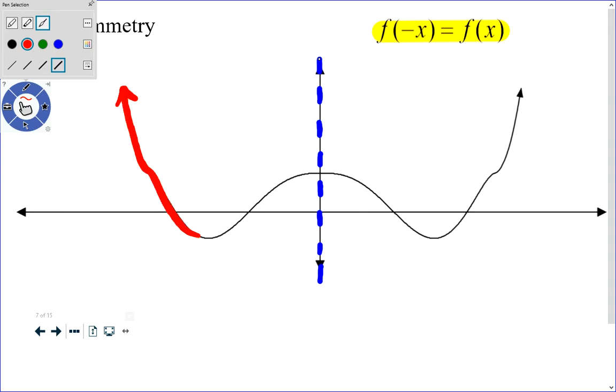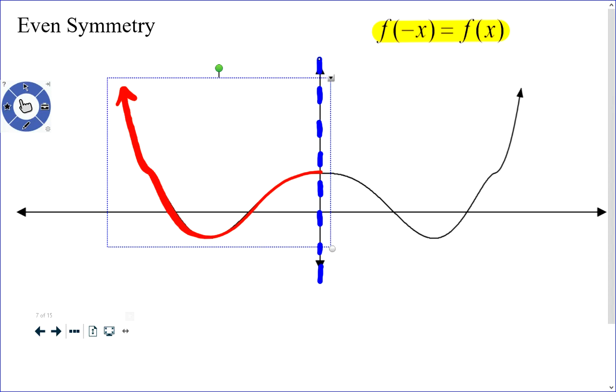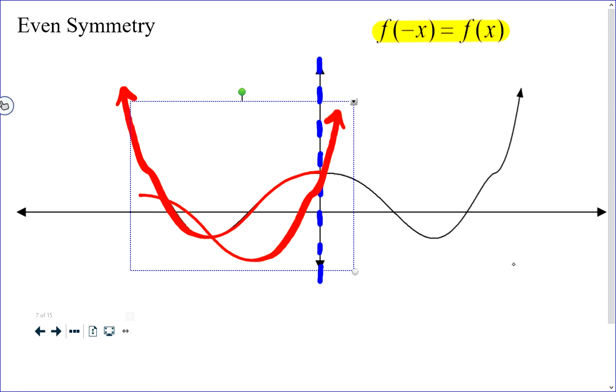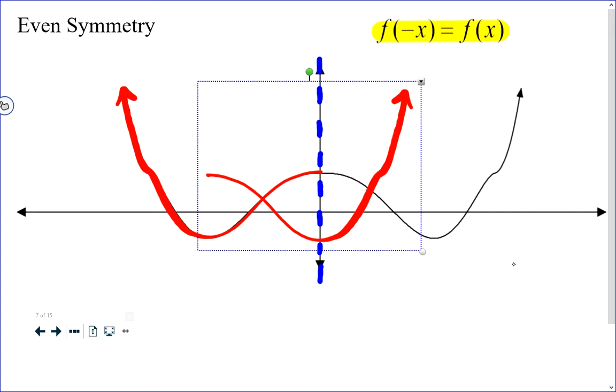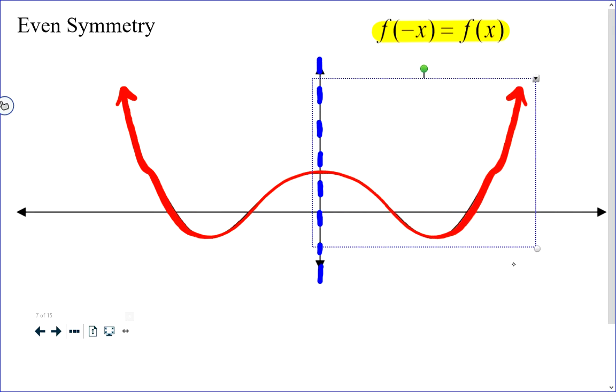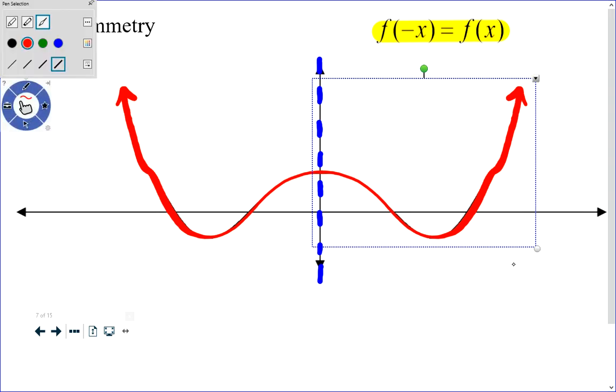So if I take this and I'm just going to clone it, and I'm going to reflect it horizontally, which is left-right. Of course, it doesn't just reflect and land where I've got it. There is an invariant point, which is on the line of reflection. The invariant point, of course, is the y-intercept. So this point is fixed. So that's how you can visually see if a function has even symmetry.